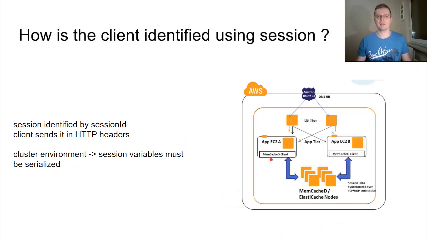How is the client identified using a session? Each session is identified, as we already said, by the session ID, and the client sends it in the HTTP header of every request. If you are in a cluster, for example, let's assume that we have a router here and two instances of your server. The request can go either to server A or server B.